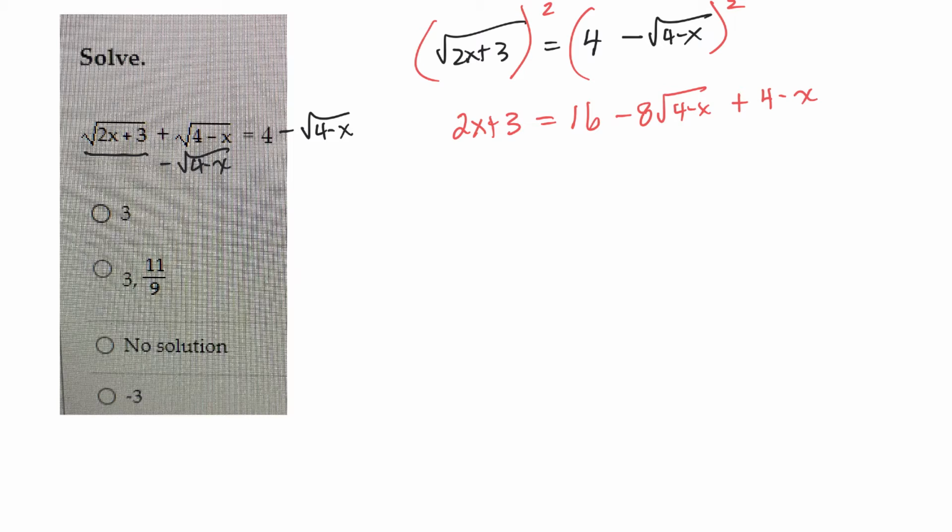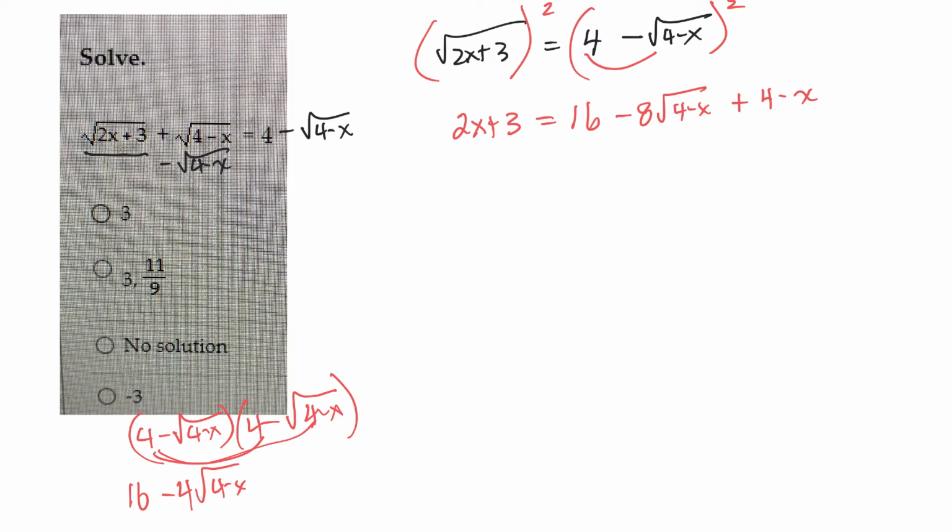Let me think about that. Because this times this is minus 4 root 4 minus x. Why don't I write it out? 4 minus root 4 minus x times 4 minus root 4 minus x. This times this, 16. This times this, minus 4 root 4 minus x. This times this is another minus 4 root 4 minus x. And then this times this will be a positive root 4 minus x. Oh, no. The root becomes squared, right? So this and this cancel. So then I'll have 16 minus 8 root 4 minus x, and then plus 4 minus x. Yeah, that's good.